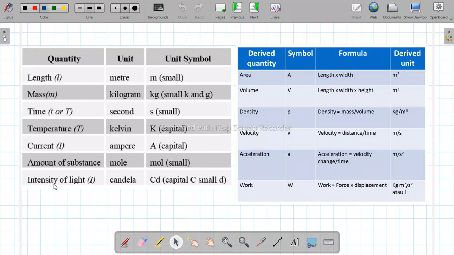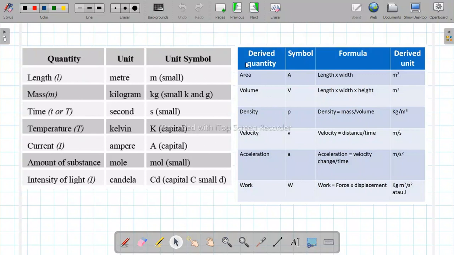Then we have intensity of light, which is sometimes represented as luminous intensity of light. It is represented with again capital I, measured in candela, and the symbol to represent candela is capital C with this small d. Then these are the base physical quantities. Besides these, all the other physical quantities are derived physical quantities. They somehow are made up of more than one physical quantities, right?